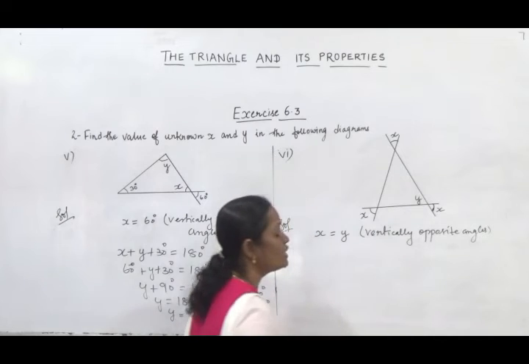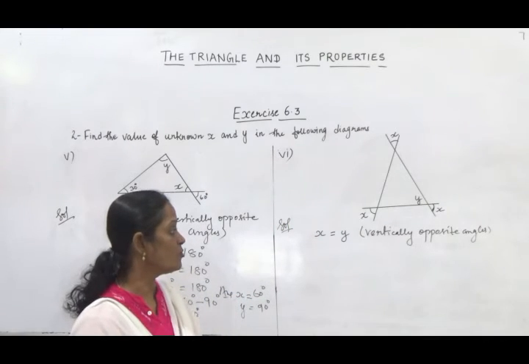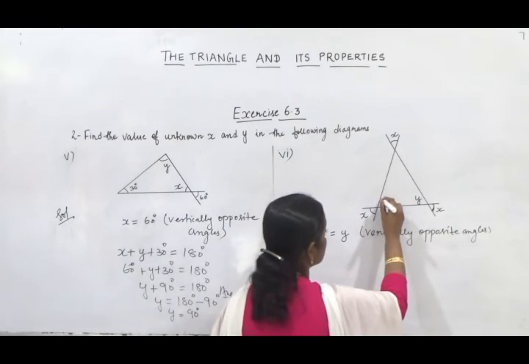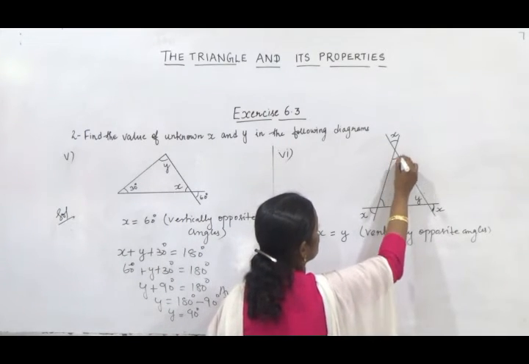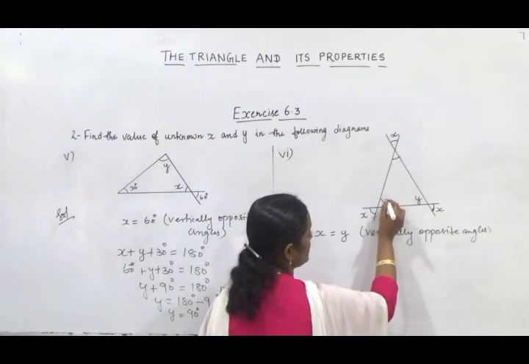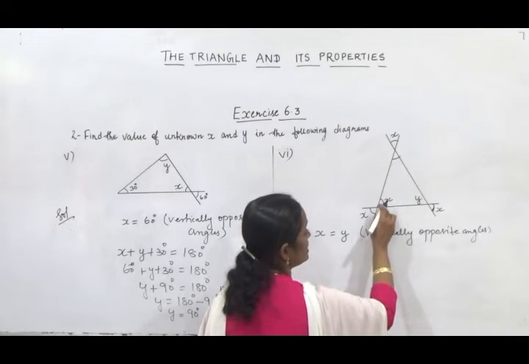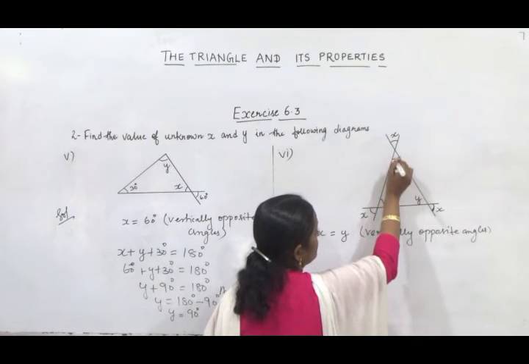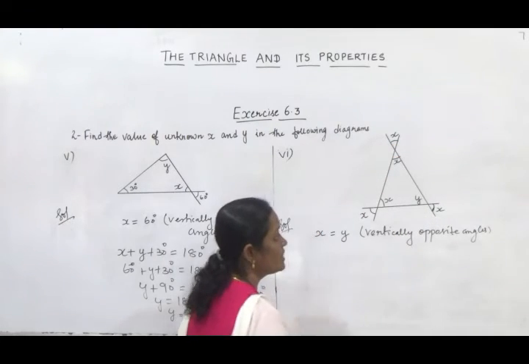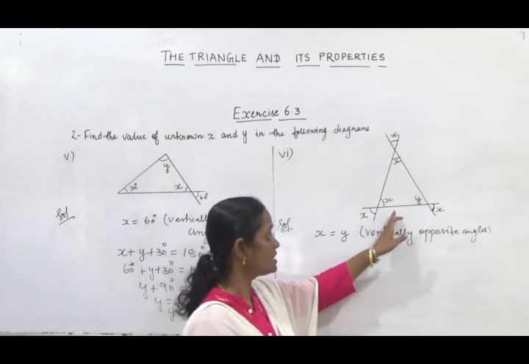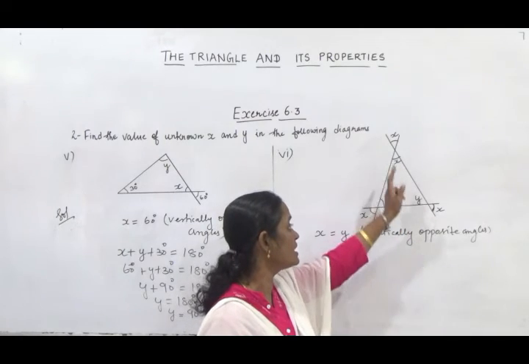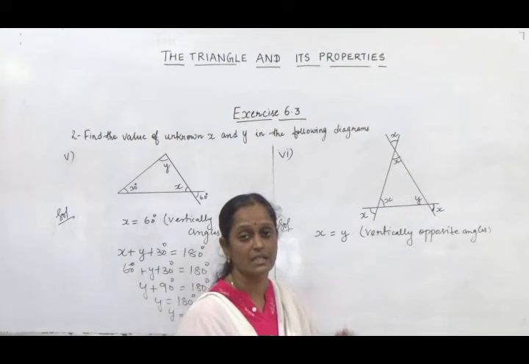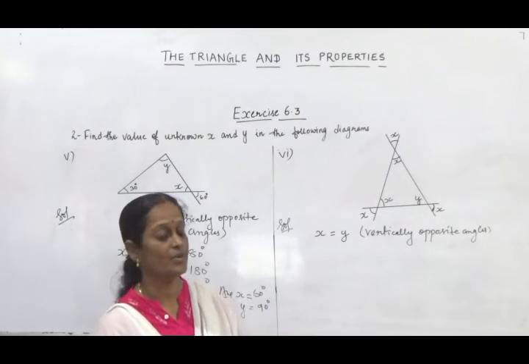Angles x and y are equal here, they are vertically opposite angles. So these two angles will also be equal to x because they are vertically opposite angles, and this angle is x, so this will also be equal to x. So in this triangle all three angles are x, and y is also equal to x. All three angles are equal here.